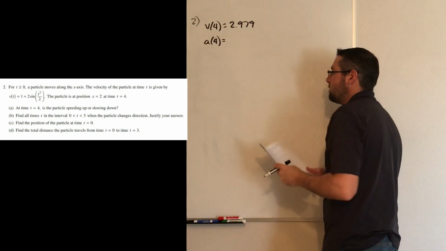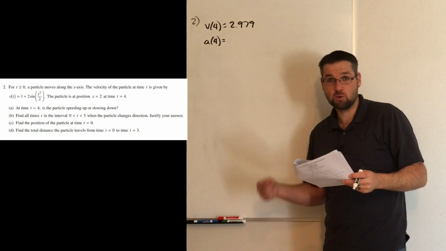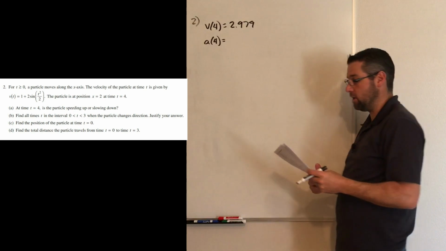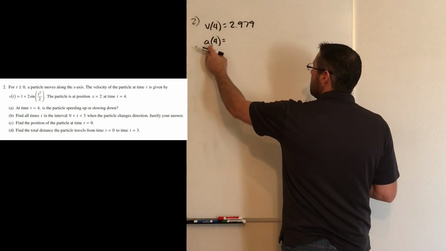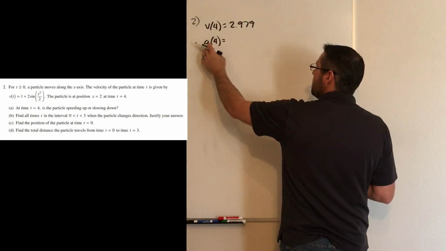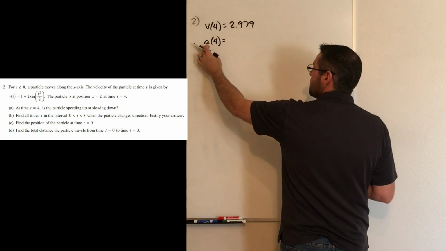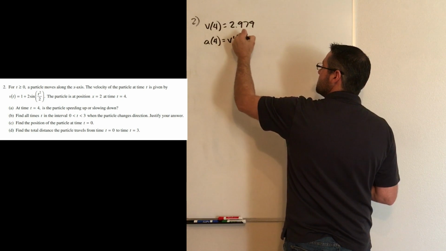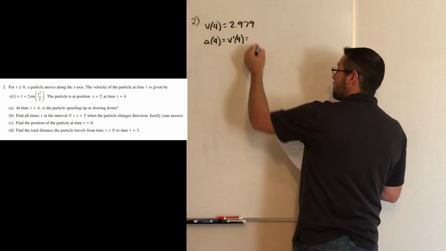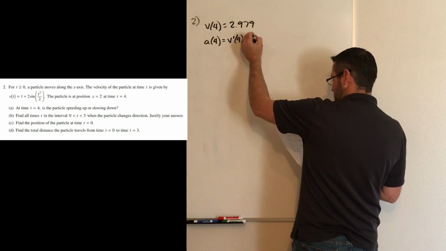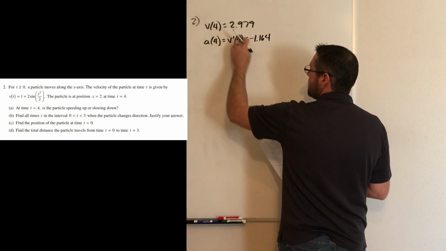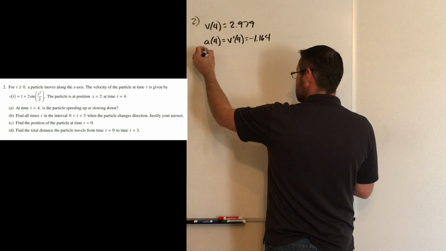Again, because this is a calculator problem, you should not be taking the derivative on your own. You should be just taking the derivative using your calculator and plugging in 4. But the way we express our work is we do want to show that relationship. So the acceleration at t equals 4 is equal to the derivative of the velocity when t equals 4. And then when you type that in your calculator, you get negative 1.164. And we can see that since velocity is positive and acceleration is negative, their signs are different.